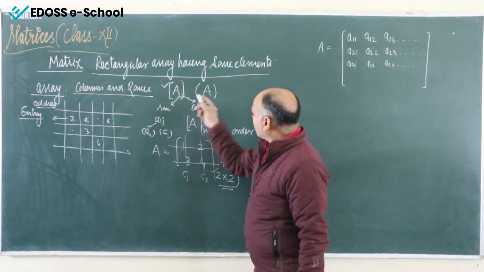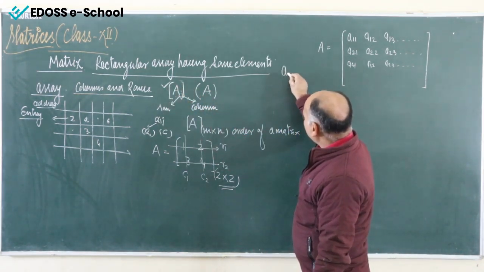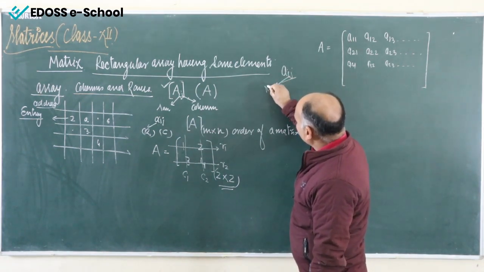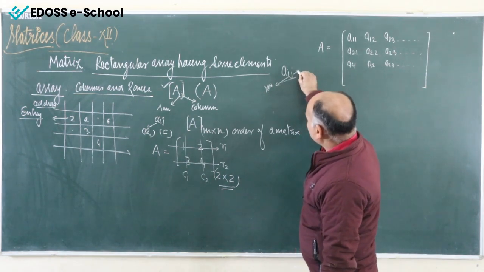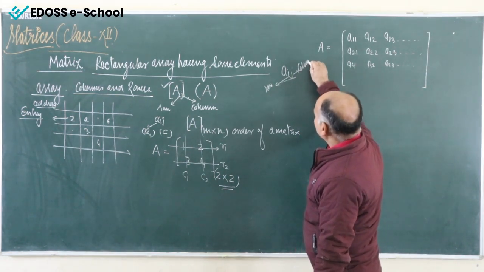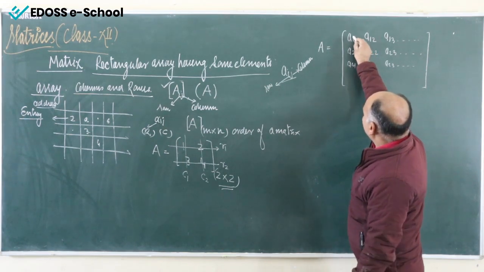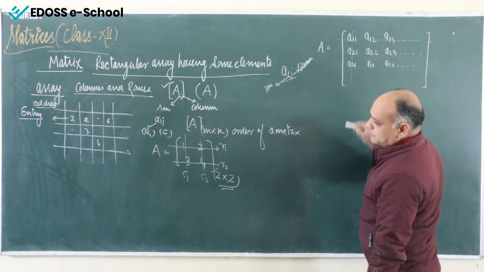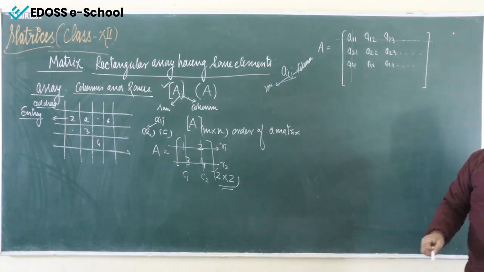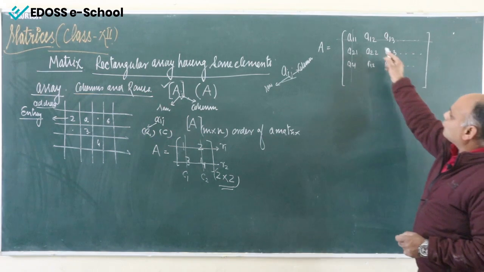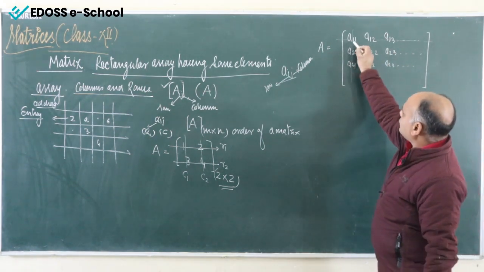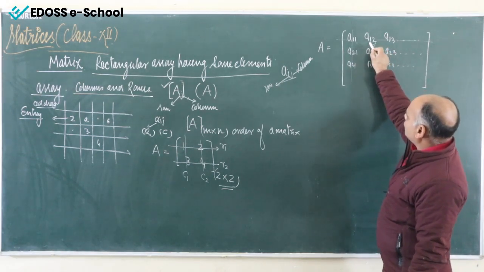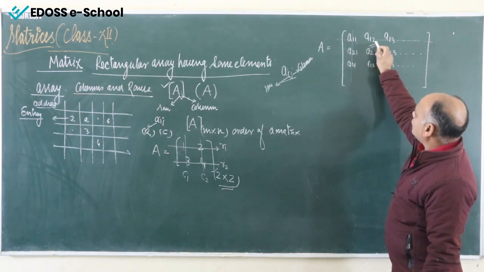If I say any element represents Aij, i is the suffix which denotes the row and j is the suffix which denotes the column. So this is 1, 1. 1, 1 means first row and first column. Then A11 is the entry or the address of the matrix, meaning first row, first column. Now for this one, 1, 2 means first row, second column.